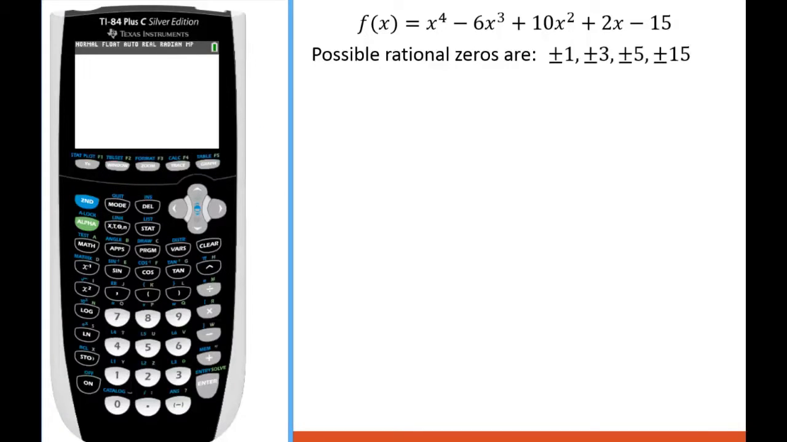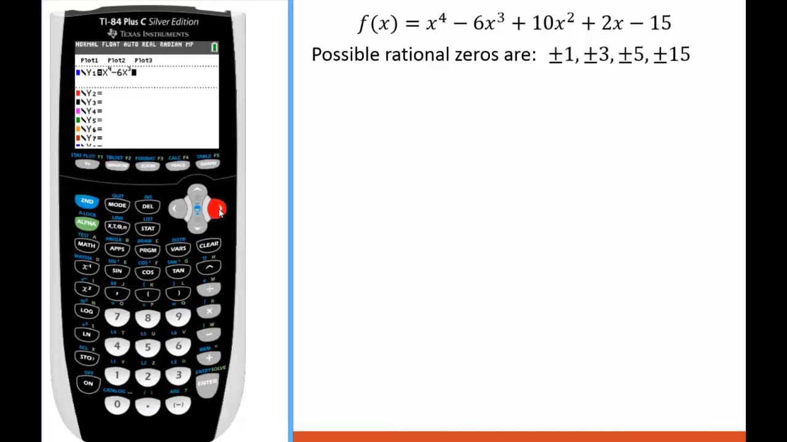All right, hey folks, here we are at the point in the problem where I said we should take a look at the graph. So there was our function, x to the fourth minus 6x cubed plus 10x squared plus 2x minus 15. Keep in mind the possible rational zeros are plus or minus 1, plus or minus 3, plus or minus 5, and plus or minus 15. So here we go. We're going to look at the graph. So let me enter this into my calculator. So that's an x to the fourth minus a 6x cubed.